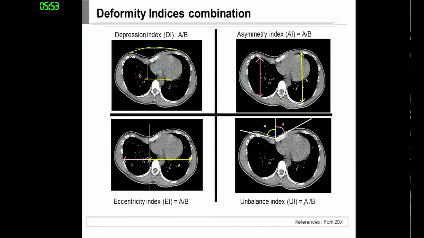Because the pectus deformity is three-dimensional, it has many features. When evaluating cardiac function, we see not only ejection fraction, but also LA volume, diameter, LV mass, or valve function. Therefore, we might need a combination of deformity indices. In 2004, Dr. Park first proposed four indices: depression index, asymmetry index, eccentricity index, and unbalanced index.